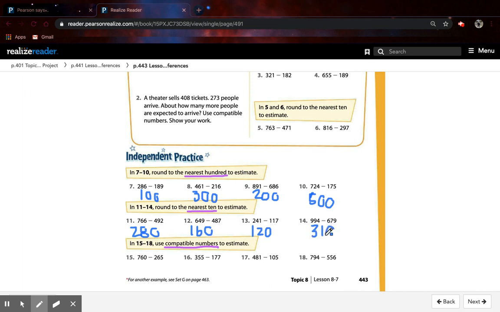And like I said before, your answers for 15 through 18 may not be the same exact answers that I get. So don't worry. As long as they're kind of close, then you should be okay. So my answer for 15, I got 500. For 16, I got 175. For 17, I got 380. And for 18, I got 250.